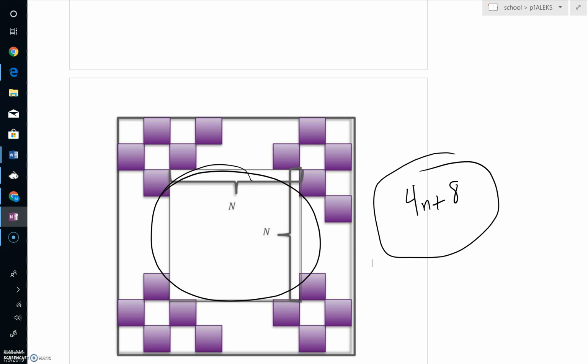And that is just one method that some people could count up the squares. We could look at another one and see how that would relate and see if we'll get the same formula.